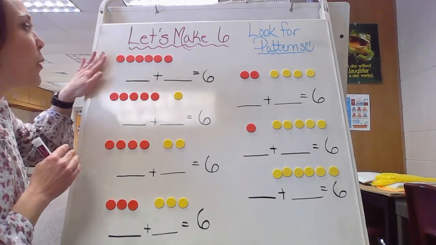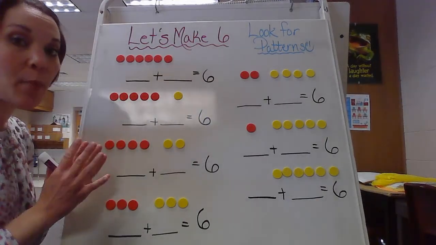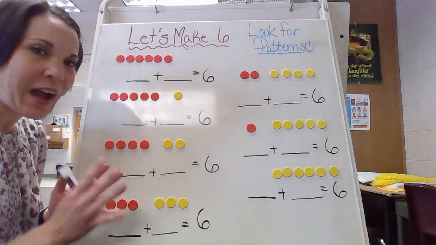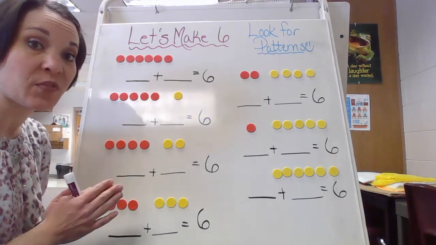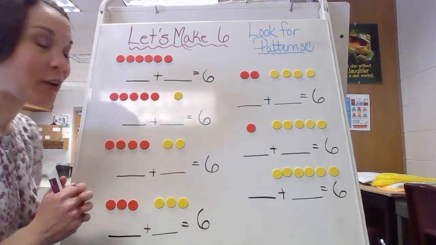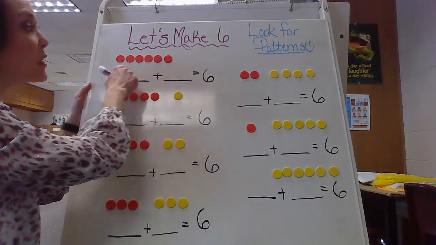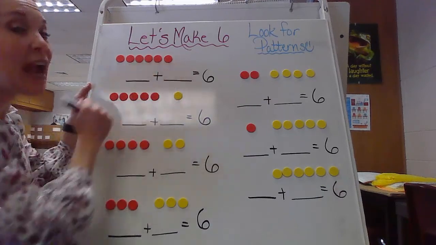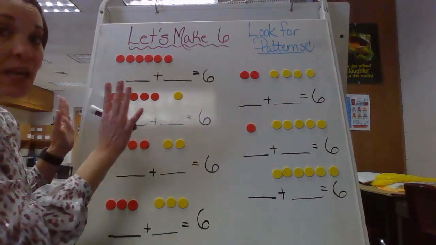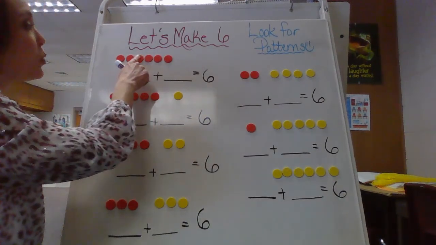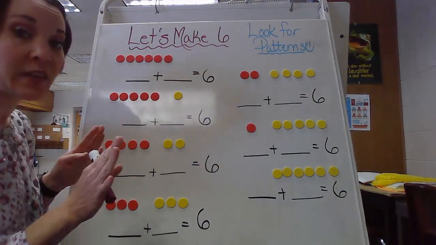So as you can see, I already have some counters here available. I already have them set up so we could kind of easily find our pattern later. But first, we're going to go ahead and make all our number sentences before we start looking for those number patterns. So as you can see, I have red and yellow counters. So this first combination up here, they only have red counters. So there's no yellow. So let's count and see how many red we have. 1, 2, 3, 4, 5, 6 red. And no yellow, which obviously means 0.